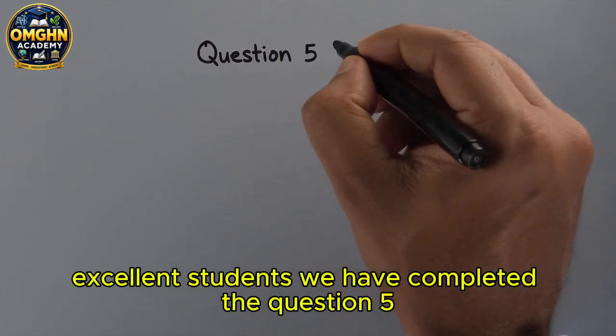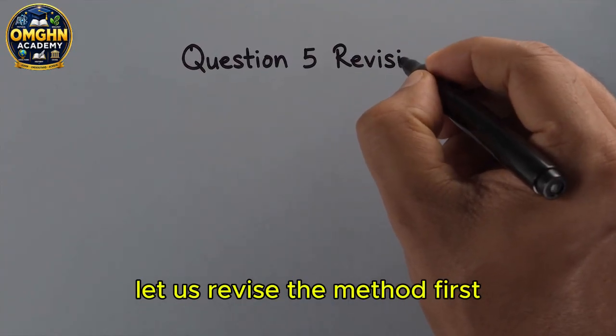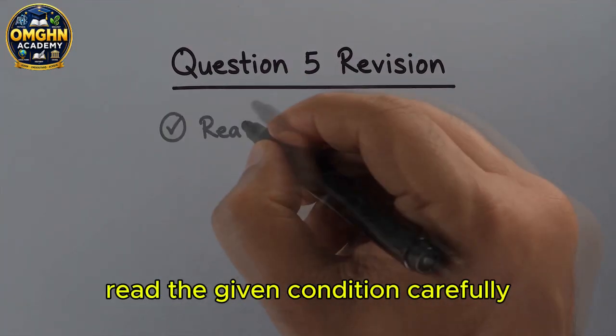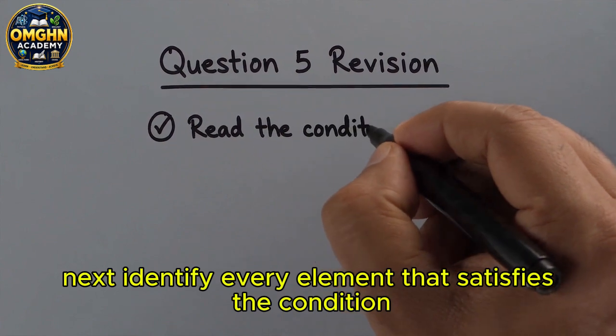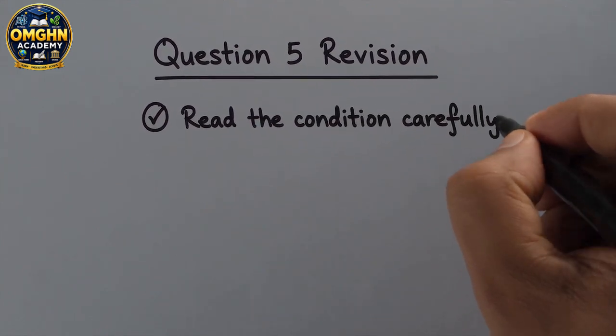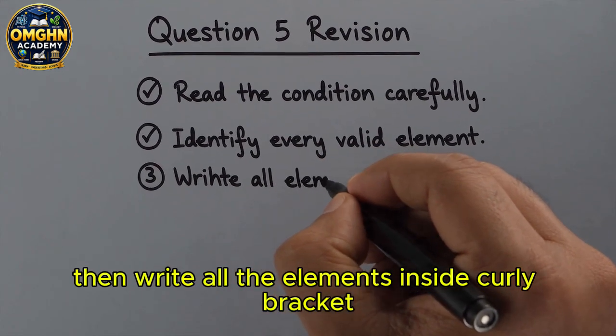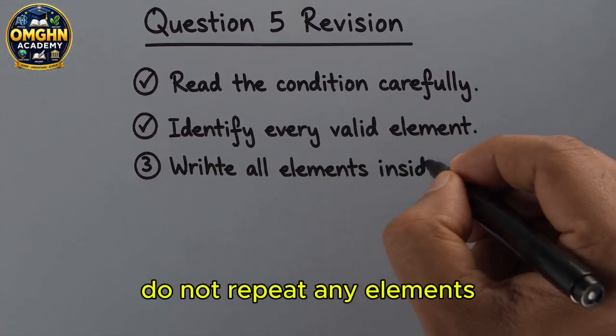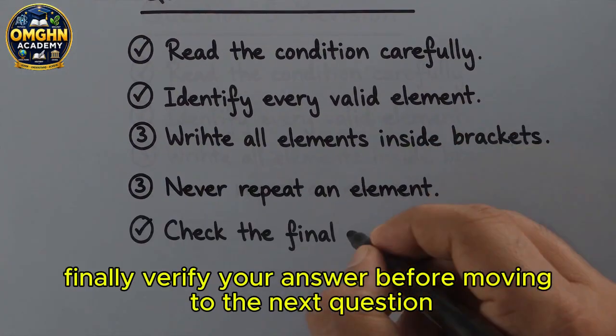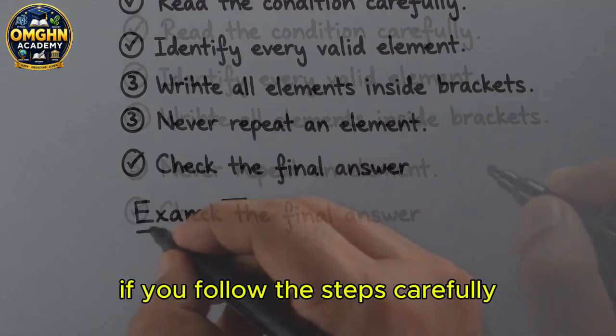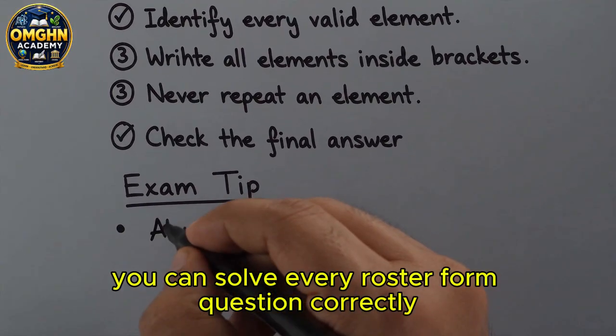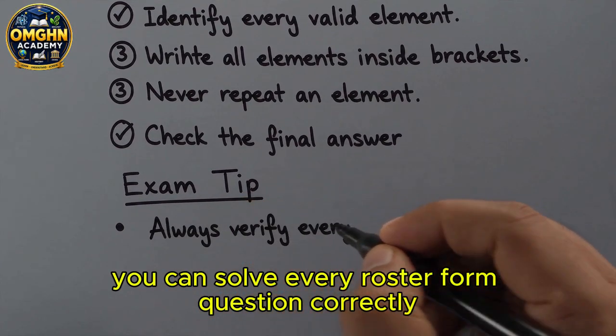Excellent students. We have completed question 5. Let us revise the method. First, read the given condition carefully. Next, identify every element that satisfies the condition. Then write all the elements inside curly brackets. Do not repeat any elements. Finally, verify your answer before moving to the next question. If you follow these steps carefully, you can solve every roster form question correctly.